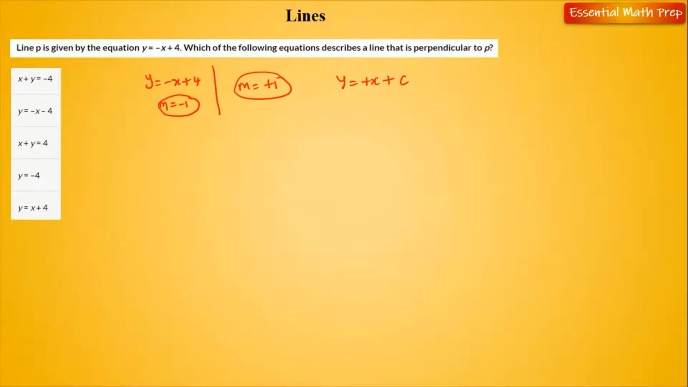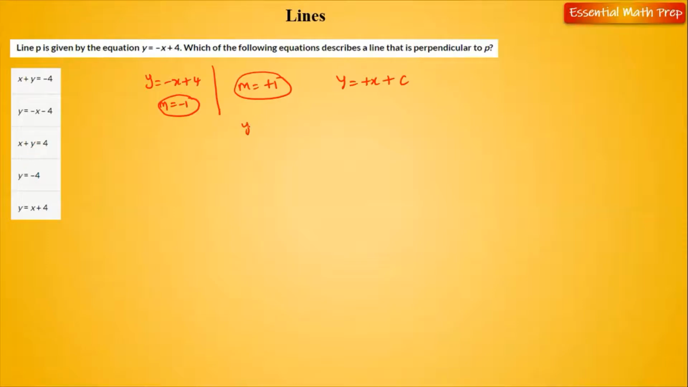Now, you may be wondering, I don't know what point this is going through, so how do I know what the intercept is? That's where you use your idea of process of elimination. So we need to know, because m is 1, when you write mx plus c, m becomes 1, so I wrote it as plus x. So we know our slope is plus 1. Which of these equations will give you plus 1? That will be the answer.